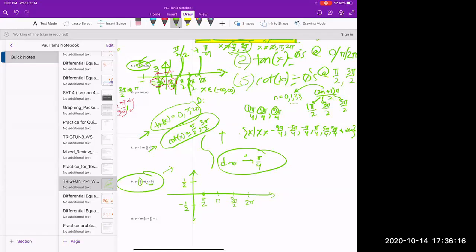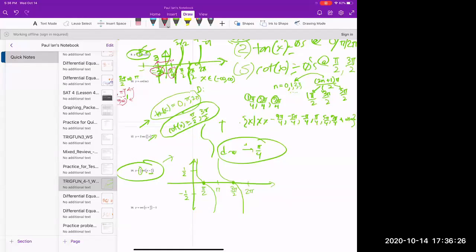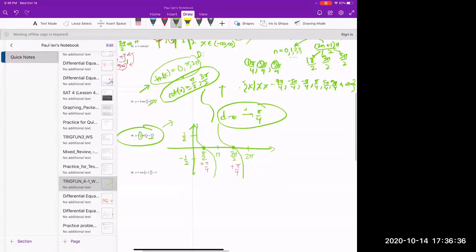This is your 0. This is your regular one. Now if you move this to the right, you just add pi over 4. So it would be 3 pi over 4. I don't like graphing these ones; it usually messes with you. So 3 pi over 2 is 6 pi over 4, plus pi over 4, so 7 pi over 4.